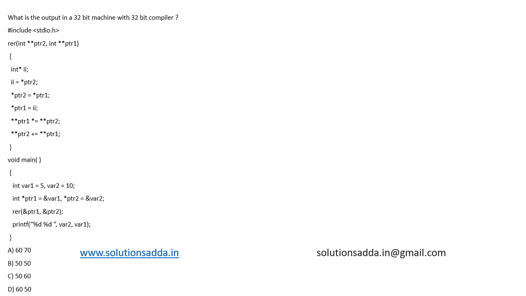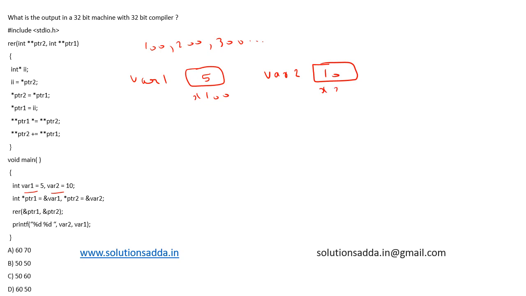This is a previous year ISRO question. We are given a 32-bit machine with a 32-bit compiler and there is a C code given, and we are asked to find out what the output is. First, let's go into the main function. We have two variables, var1 and var2. Let's assume the addresses are in the order of 100, 200, 300, etc. Var1 has a value of 5 and it is stored in memory location 100. Second is var2. It has a value of 10. It is stored in location 200.